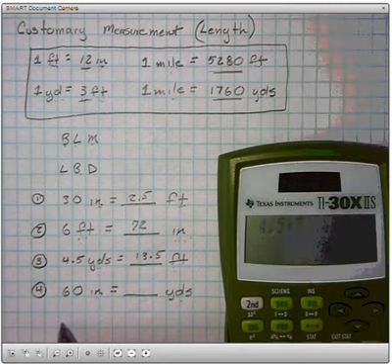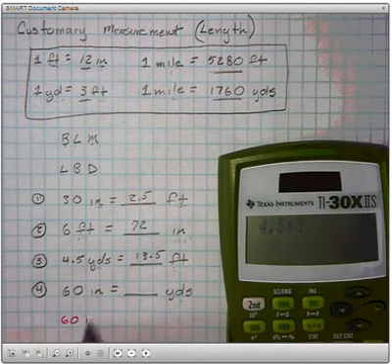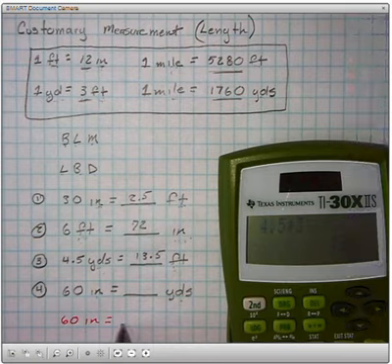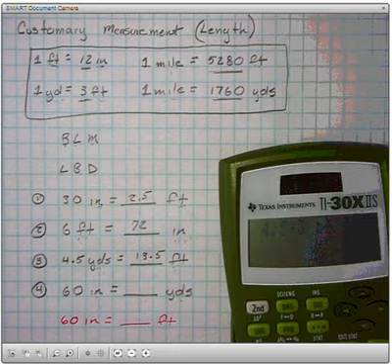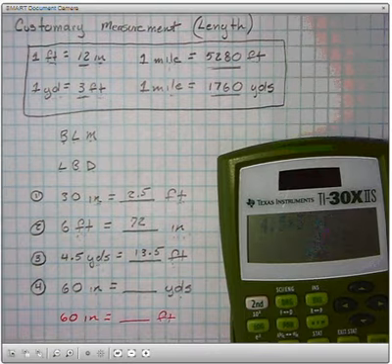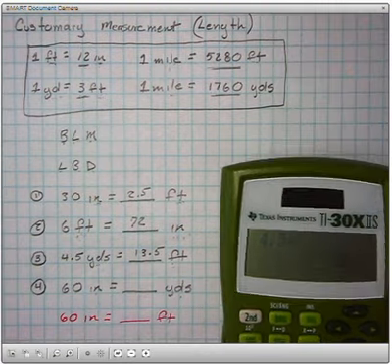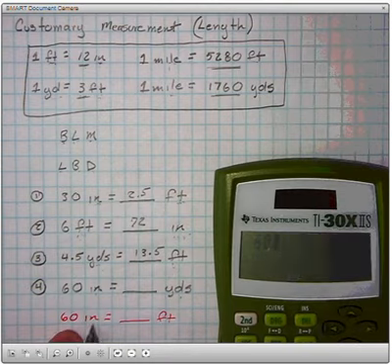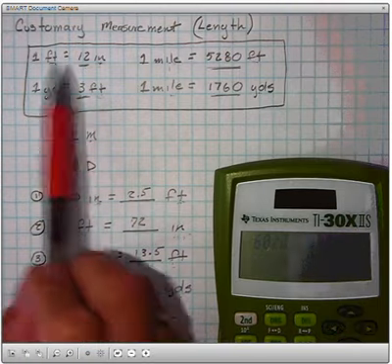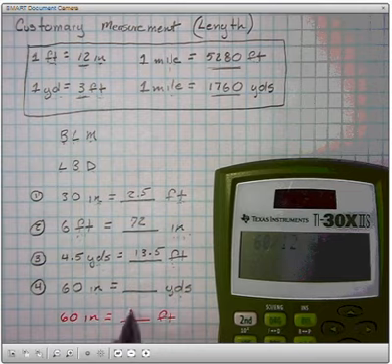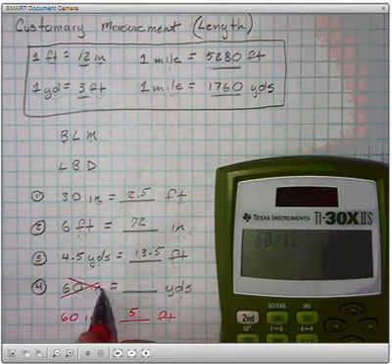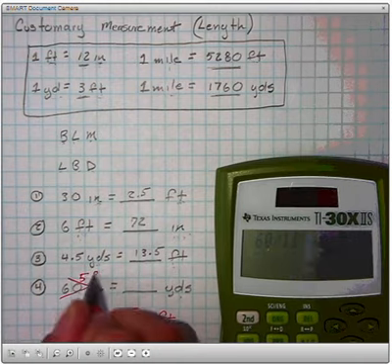So we can take 60 inches, convert that into feet, and then once we have it in feet, we can convert it into yards. So it's an extra little step, but luckily we don't have to do this very often. We're going to take our 60, going from inches to feet, so from little to big, so we're going to divide. The inches to feet conversion is 12, we divide by 12, and that gives us 5. So 60 inches is the same as 5 feet.